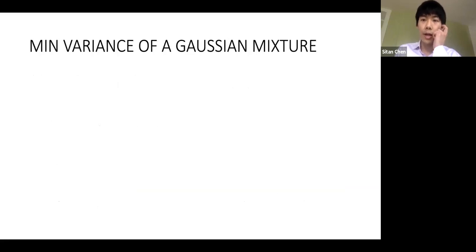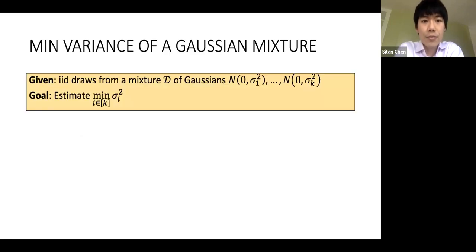So how do we do this? It's clear that the main subproblem you need to solve is the following. Given IID draws from a univariate mixture of Gaussians, each with mean 0, I would like to identify the minimum variance of any one of the components. We already saw that one way to do this is literally to learn the full mixture and then spit out the minimum variance of our estimator.